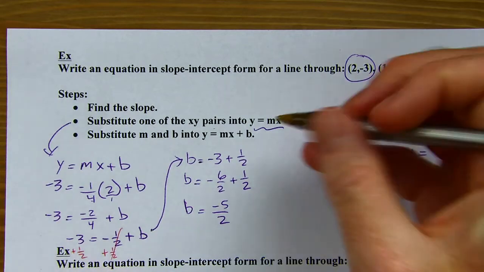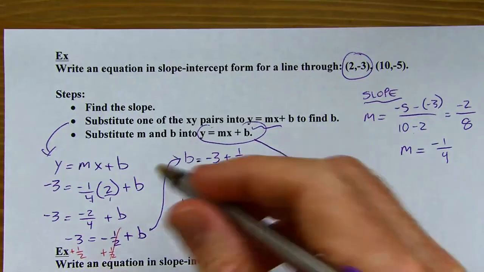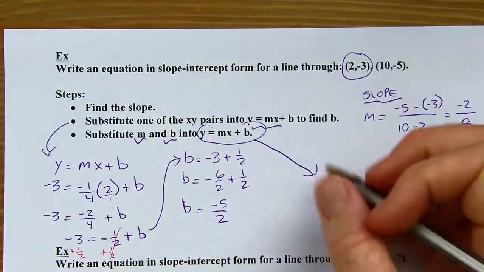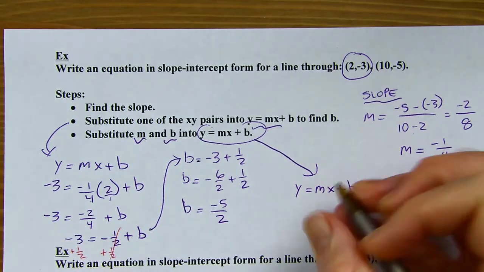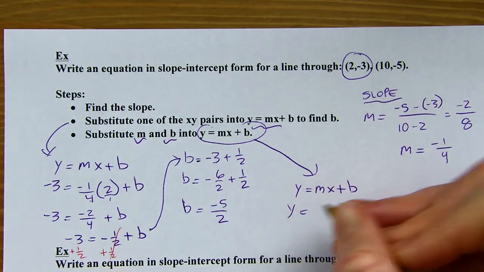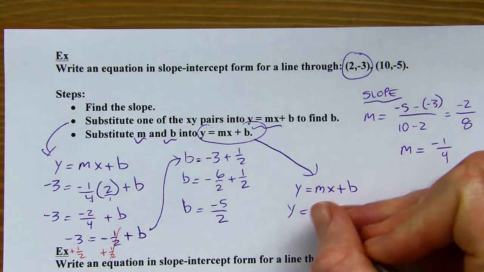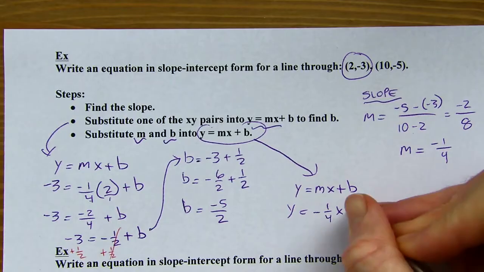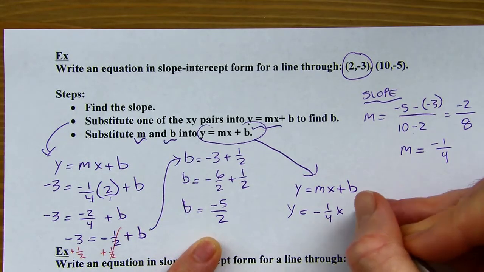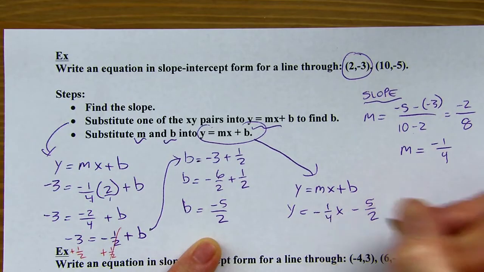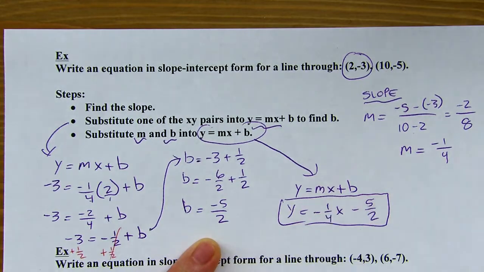Okay, and then the last step, I'm going to substitute the m and the b. Okay, so I know it's in the form y equals mx plus b. So my y is just y. But m is, where was the m? The m is negative 1/4. And the b was negative 5/2. So you could say plus negative 5 halves, but I'm just going to write that as minus 5 halves because that's the same thing, okay? And there is my solution, okay?